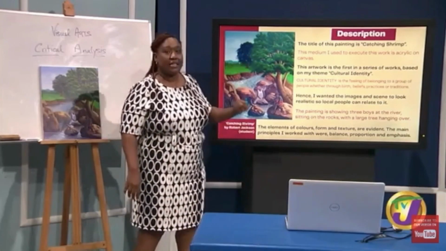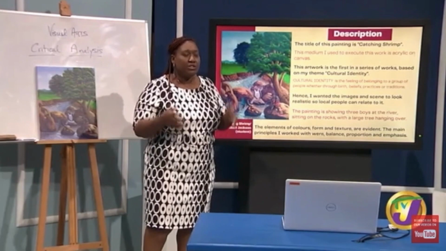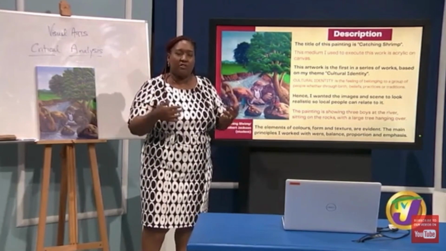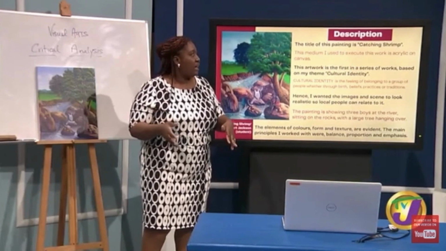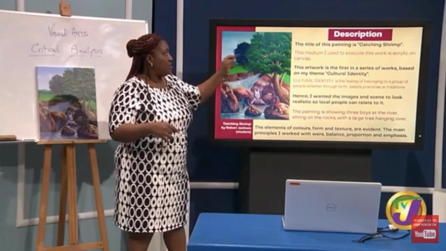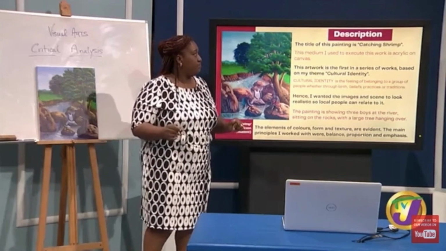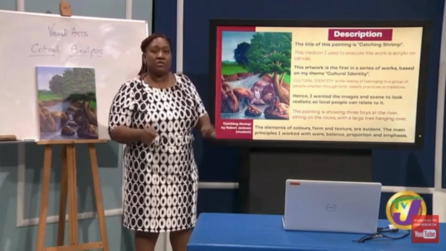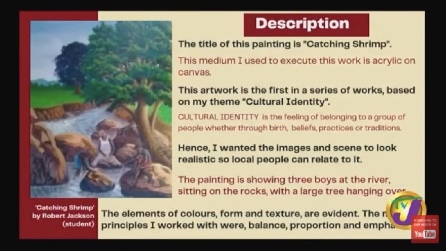I'm gonna start with the title. Of course, you don't have to introduce yourself. You don't have to say, I am Robert. No, it's your journal, so that information will already be there. But what the examiner wants to know is the title and so on as we go along. So the title of the painting is Catching Shrimp, right? The medium that was used is acrylic on canvas. The artwork is the first in a series.